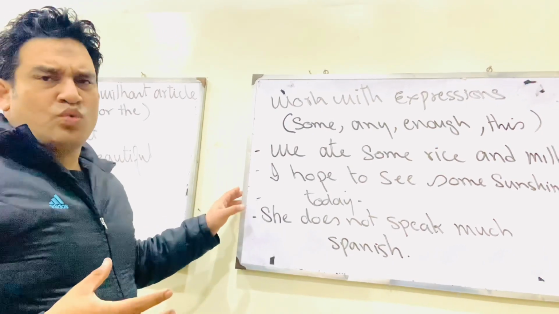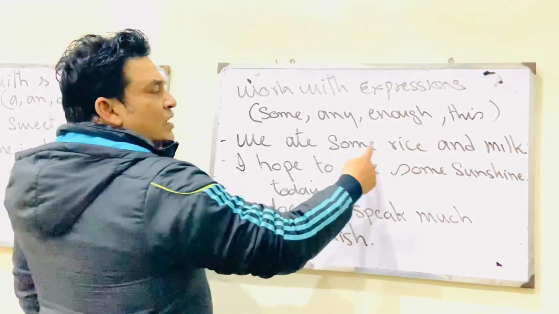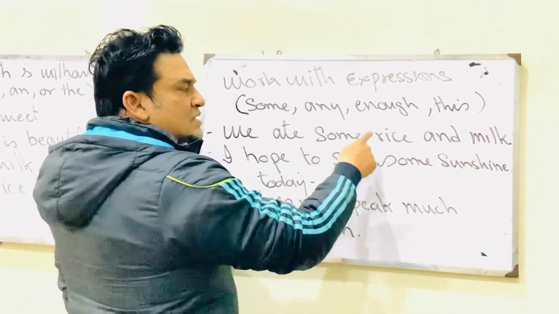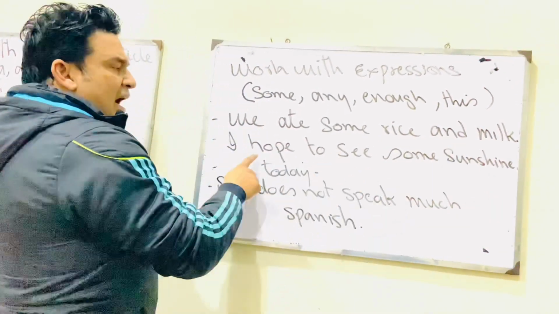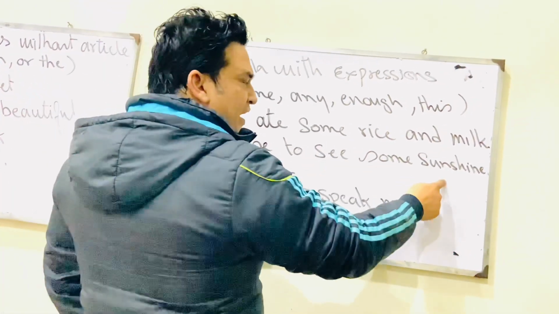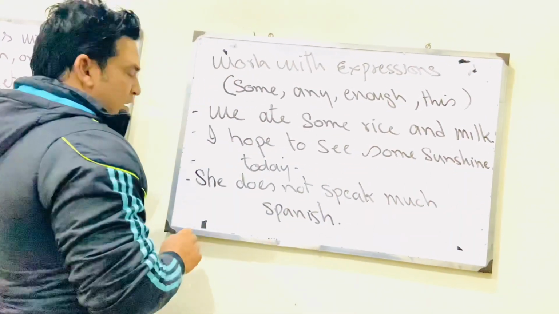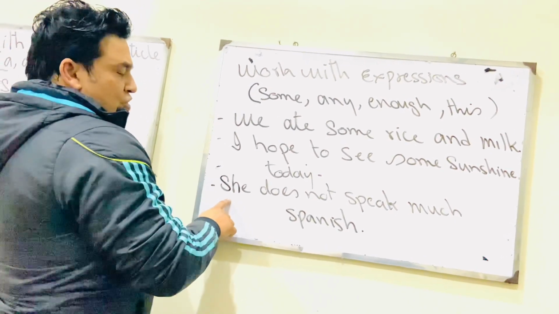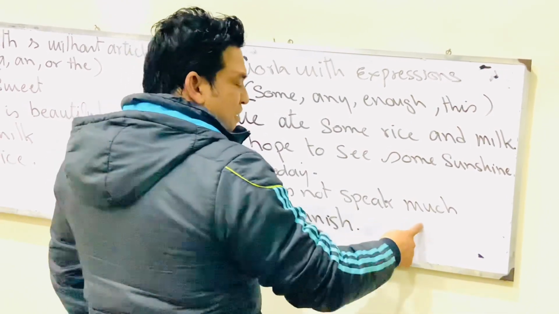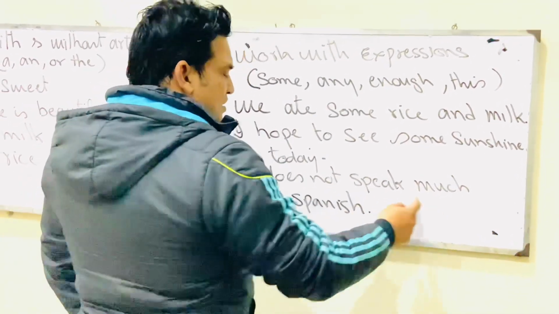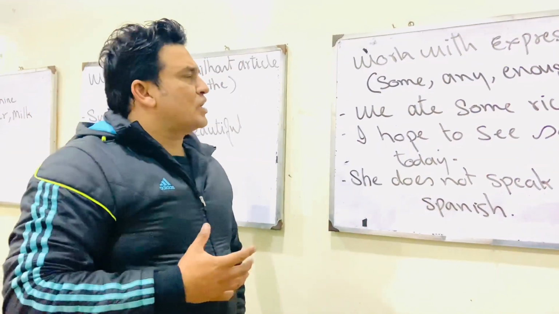So how do non-count nouns work with them? We eat some rice. Here some is the expression. Some rice and milk: both are non-count nouns. I hope to see some sunshine. Again, some is here and goes with sunshine. Next, she does not speak much Spanish. So these are the expressions used with non-count nouns.